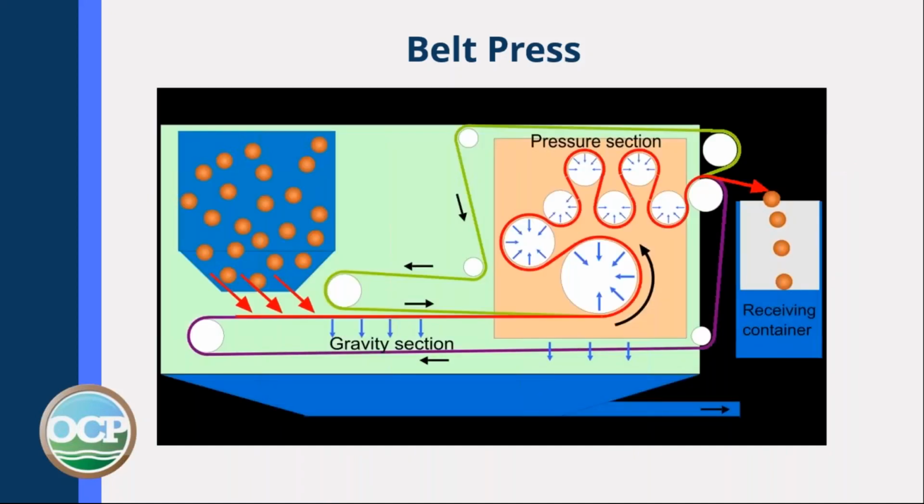So you see your sludge is being added to the gravity section of the belt. As the belts rotate around, the sludge is pressed between the belts to remove the water. At the top, the belts spread apart again, and the pressed sludge is scraped off the belt into the receiving container.